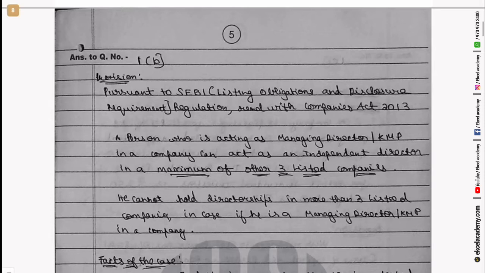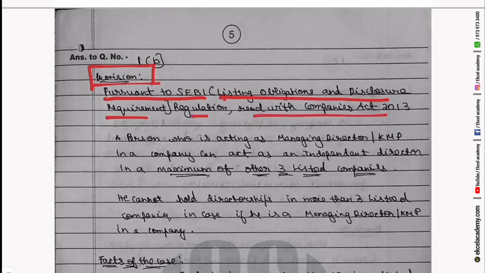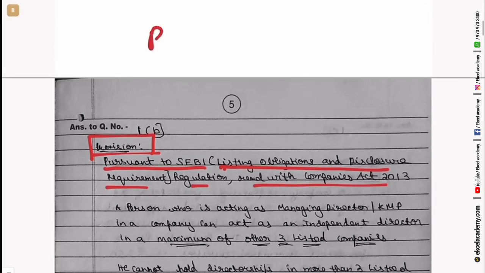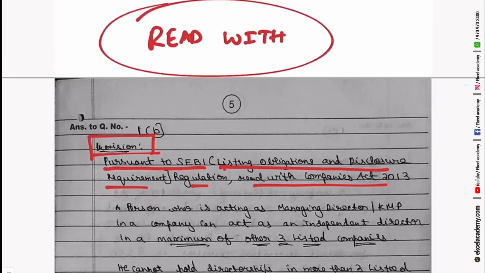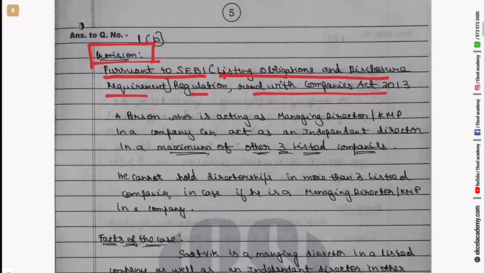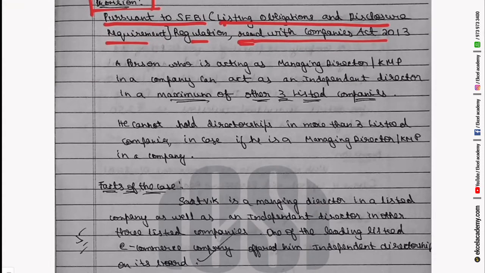So the presentation which he has given is very nice. So first is the provision. And if you see here, he has written pursuant to SEBI LISTING LODR, that is regulations, and read with Companies Act. So the important word is "read with". Can you have SLCM, this subject, without company law? It is impossible. Company law is the base for securities laws. So he has written very well, read with Companies Act 2013.